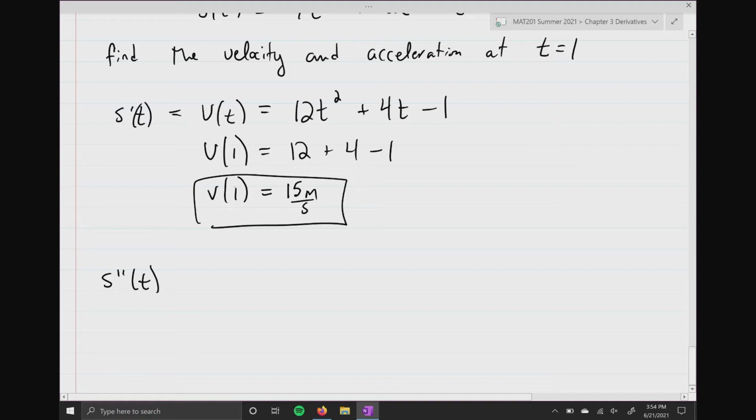is going to be the second derivative of displacement, which is the first derivative of velocity. So a of t, or the acceleration, is going to equal 24t plus 4. In other words, you just take your velocity function and take its derivative. So 12t to the second is 24t, and then 4t is 4. The derivative of a constant, which is negative 1, is 0. So we're just left with 24t plus 4.